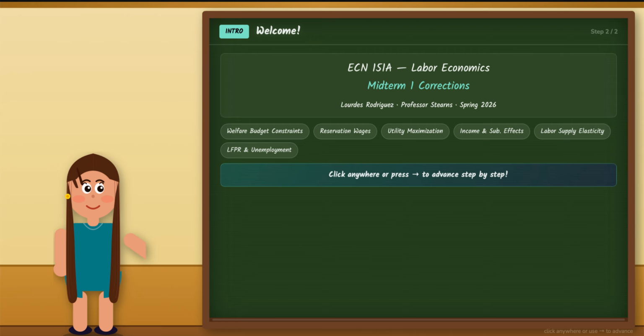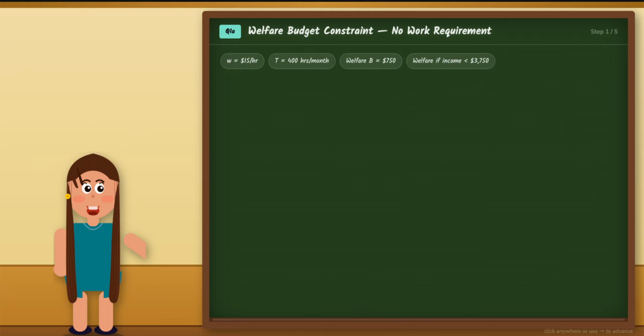Let's get started. Question 1A asks us to graph the budget constraint of a single mother who is eligible for welfare. Here are the key facts from the problem. Her wage is $15 per hour, her total available time is 400 hours per month, and she receives the welfare benefit of $750, as long as her wage income stays below $3,750.